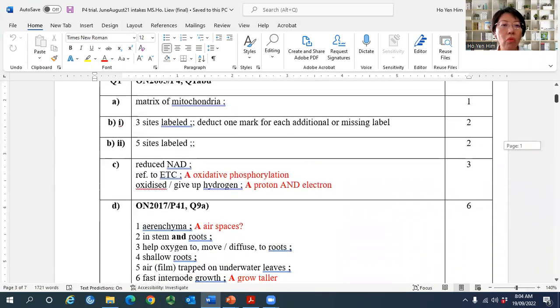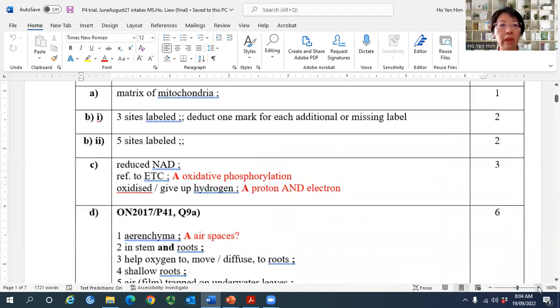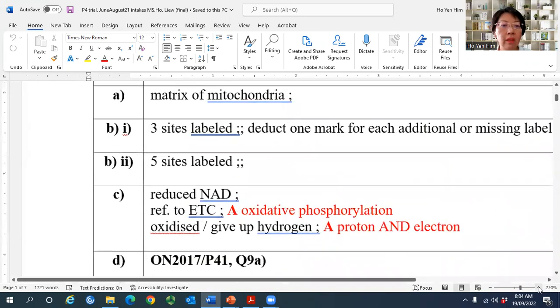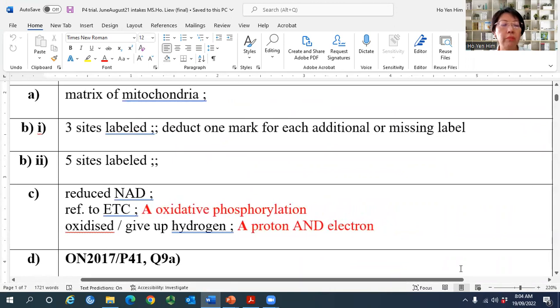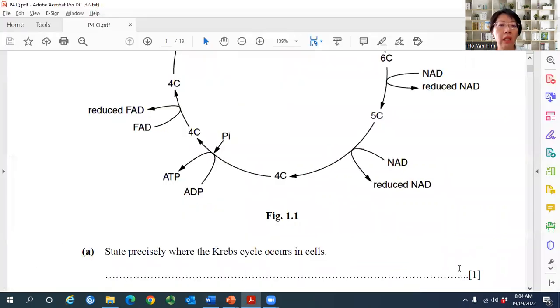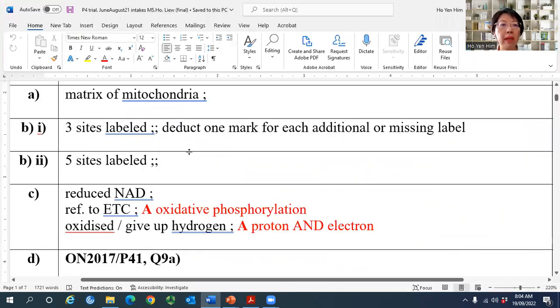I will post the mark scheme to you as well so that you can refer to it, okay? So the answer is the matrix of mitochondria. Okay, so strictly speaking, if I want to mark this question strictly, if you look at the question, it is in the cells. Where Krebs cycle occurs in cells, then the answer should be matrix of mitochondria.